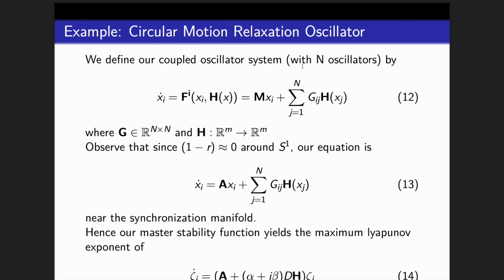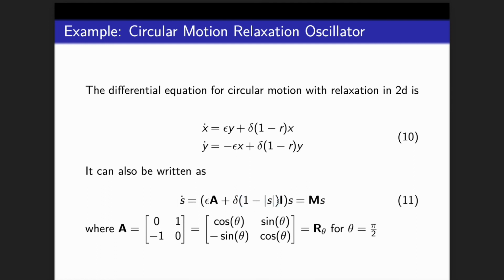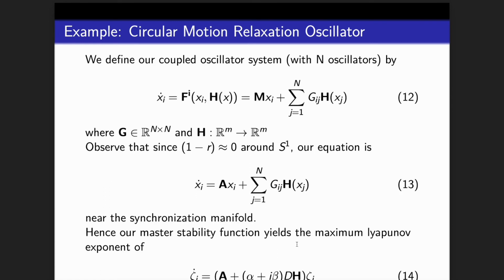If we build this into a coupled oscillator system in the following way, where these are our couplings, G_ij, we'll note that we evaluate our synchronization stability at a point on the synchronization manifold where all of the oscillators are on S1 in their respective planes. Then 12 takes the form of 13, since this 1 minus s term goes to 0. And hence our master stability function is the maximum Lyapunov exponent of this for choices of alpha and beta.